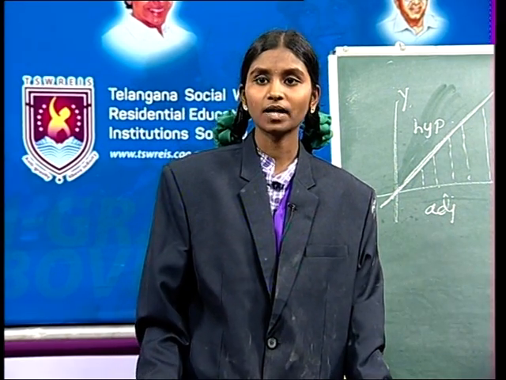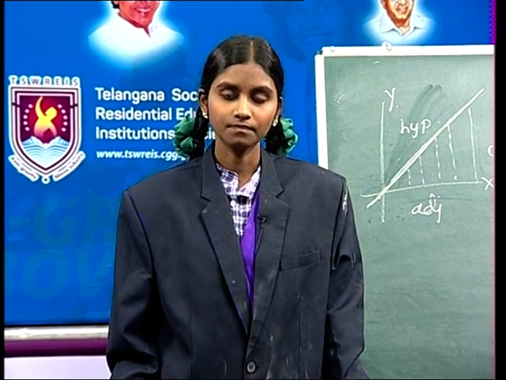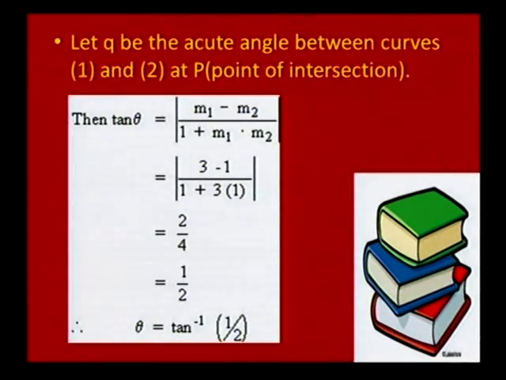Okay, then let us go back to the PPT. So this is how we find the angle between two curves. In the formula, we have the slopes m1 and m2. So m1 is equal to 3 and m2 is equal to 1. So mod 3 minus 1 by 1 plus 3 into 1, it becomes 2 by 4 is equal to 1 by 2. Then theta is equal to tan inverse 1 by 2. So these are the problems which we have solved.